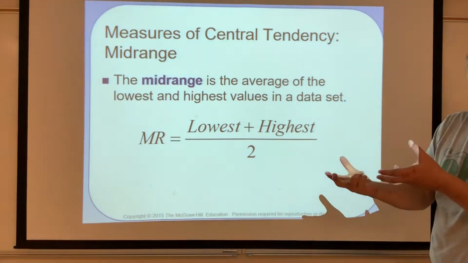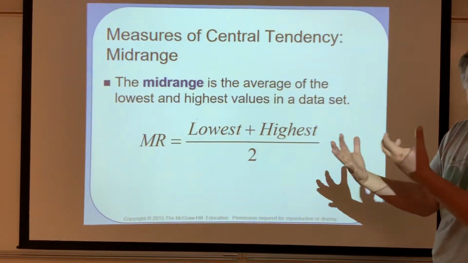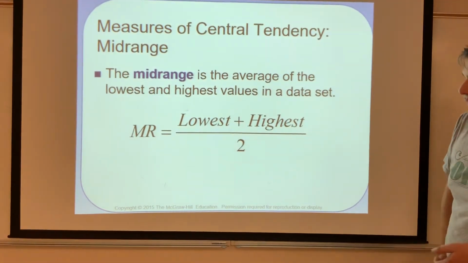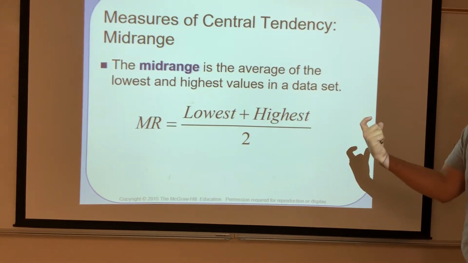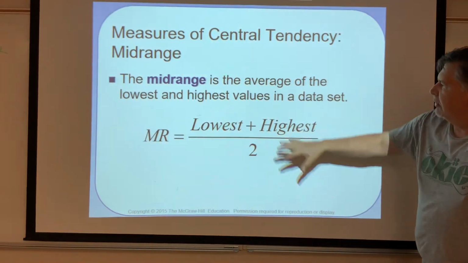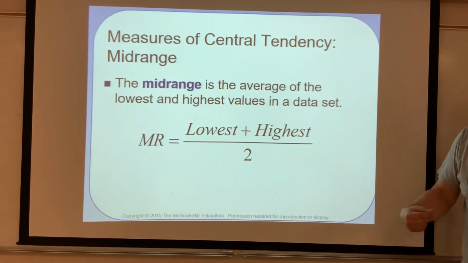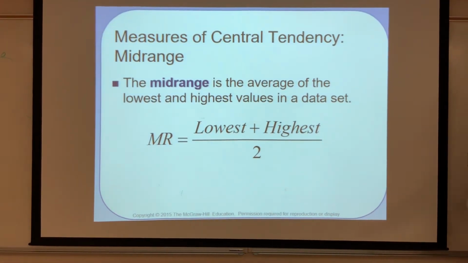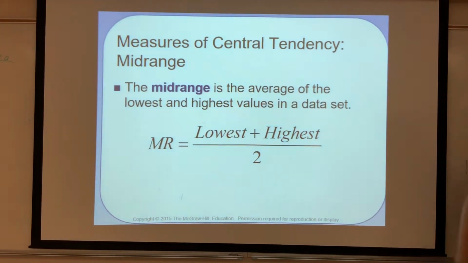It's a little better indicator of central tendency than the range is. The range is not a real good predictor of what the true average is. Sometimes we want to use a mid-range, but the range is necessary for some calculations like the class size, and when we get into box plots, we'll have to use the range again. But this is how we do the mid-range.